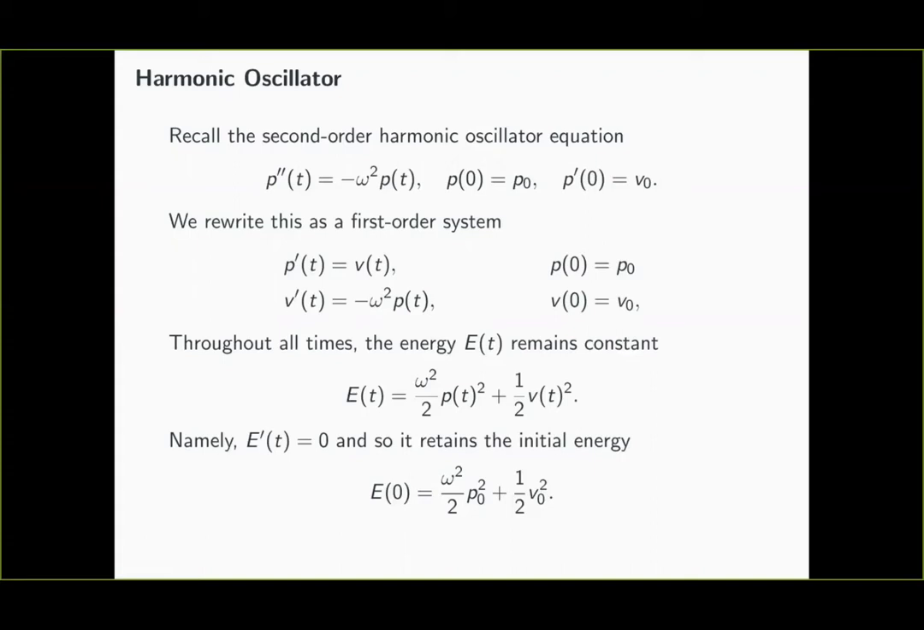Formally, this quantity depends on time, but actually it's a constant. We can easily check that E'(t) is equal to 0, just plugging in the properties of the differential equation. In particular, if we know the energy at time t equals 0, which is already given by the initial conditions, E at 0 equals omega squared over 2 p naught squared plus 1 over 2 v naught squared, then we already know that the harmonic oscillator is going to retain that energy throughout the entire time.